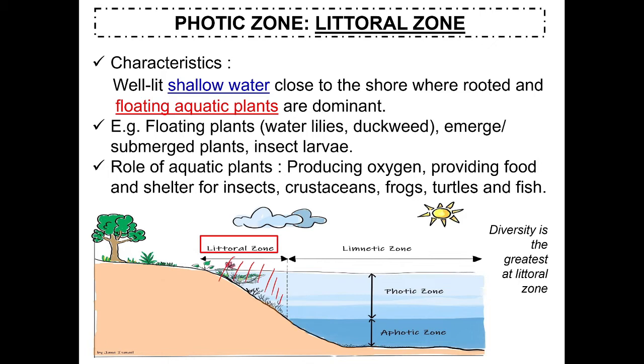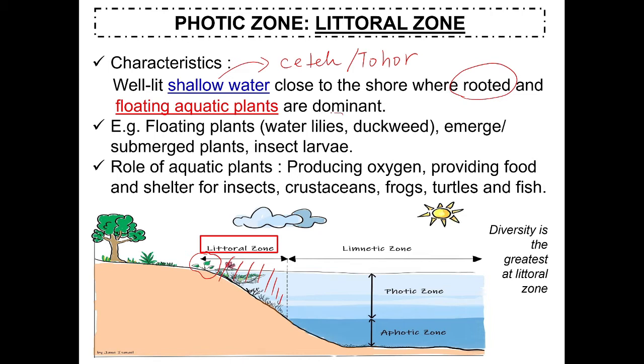The littoral zone, which is here, is well-lit shallow water. Shallow means cetek atau tohor. This area is closer to the shore, where we can find rooted plants like this, for example the keladi plant, and also floating aquatic plants such as hydrilla. They are usually attached to the soil of the littoral zone.